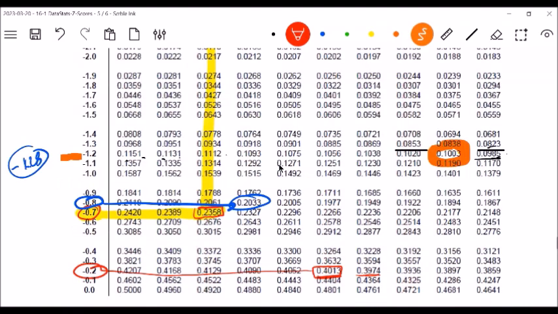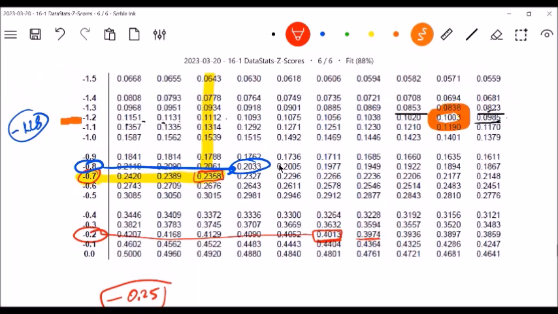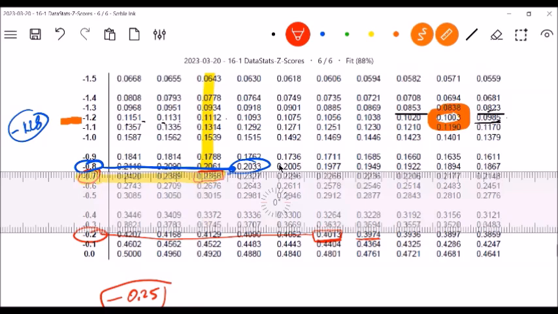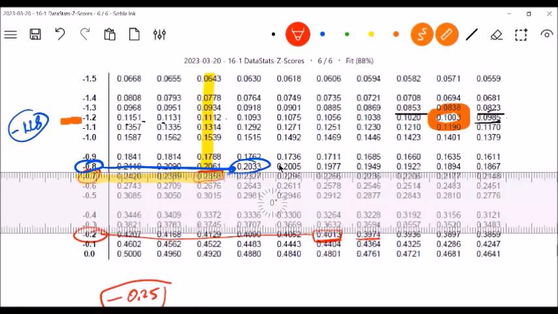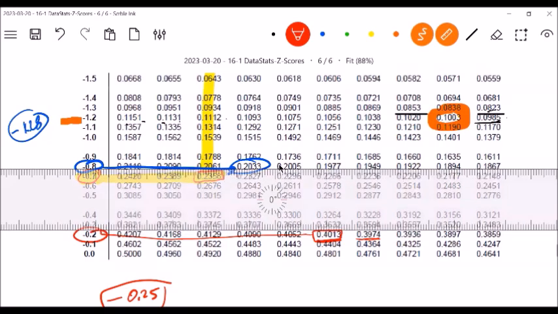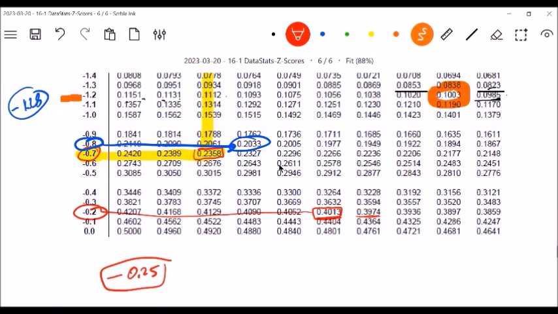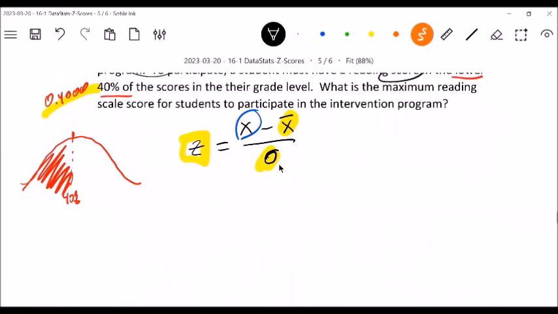Let me just double check my number. 0.4. Yeah, no, that's right. Negative 0.2. That looks good to me. And then it's the 5, negative 0.25. So we're now going to put negative 0.25.